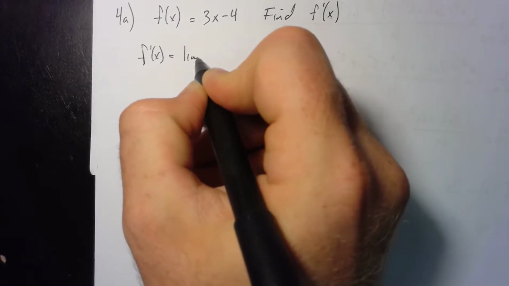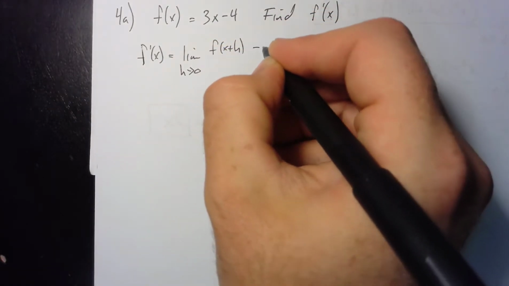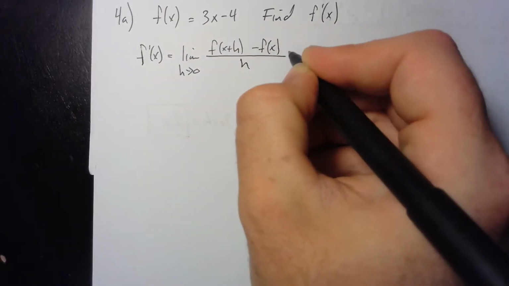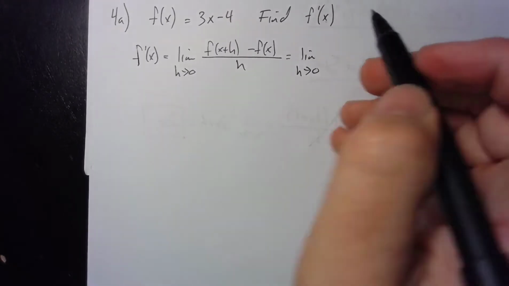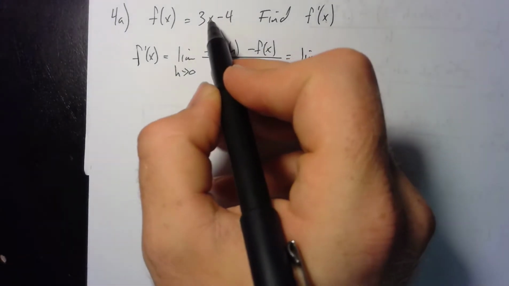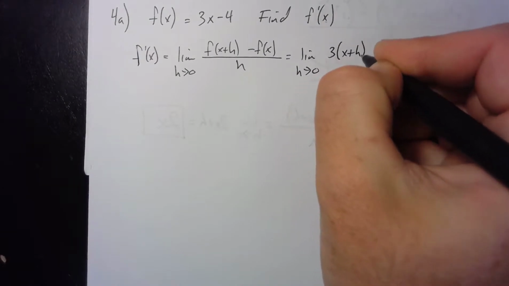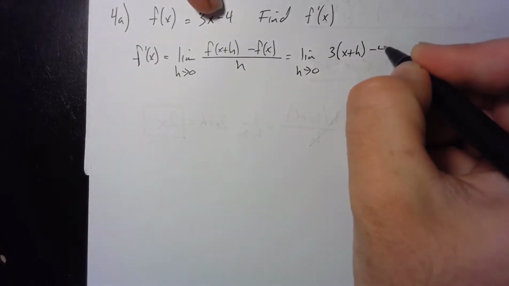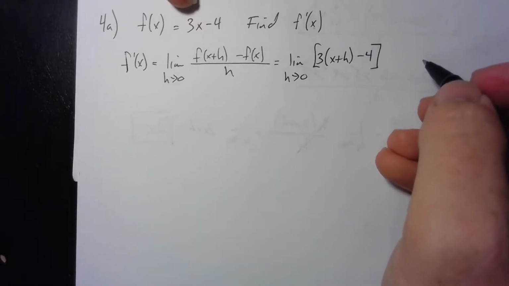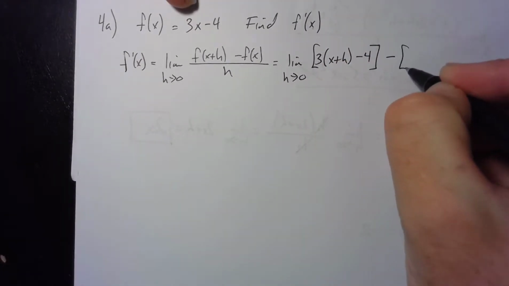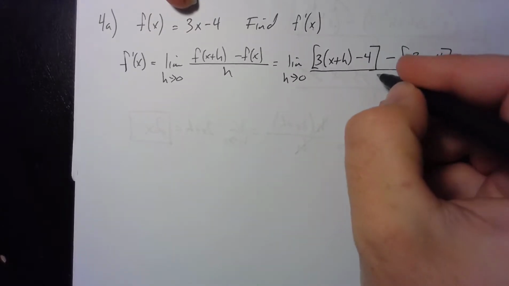equal to the limit as h approaches 0 of f of x plus h minus f of x all divided by h. And to evaluate this, again, I'm just going to go through the steps of plugging in the values. I'm going to replace my x in this function with x plus h, giving me 3 parentheses x plus h minus the 4. That is the original function with x plus h replacing the x. I'm going to subtract from that 3x minus 4. Again, that's the original function, unchanged entirely. This is all divided by h.